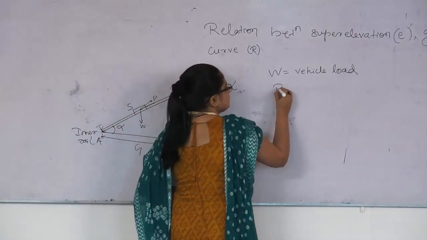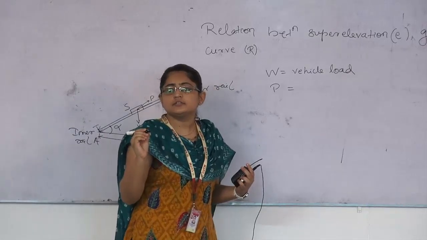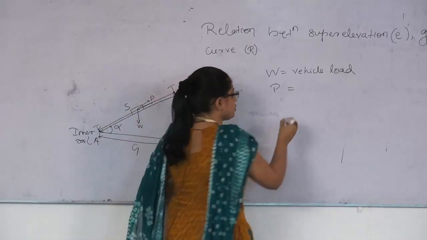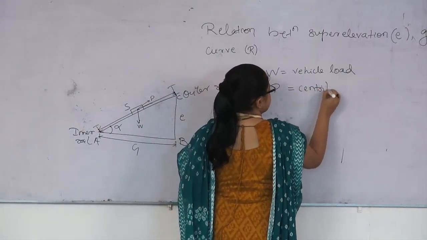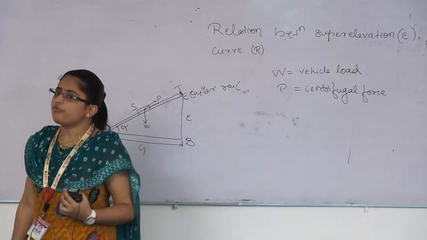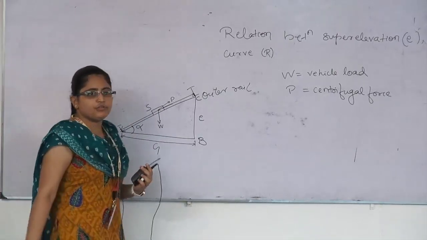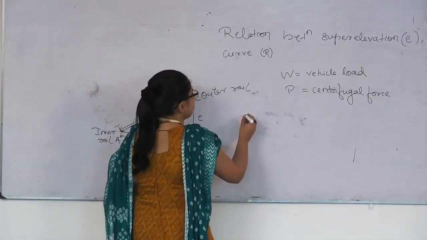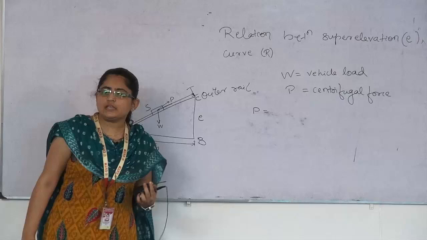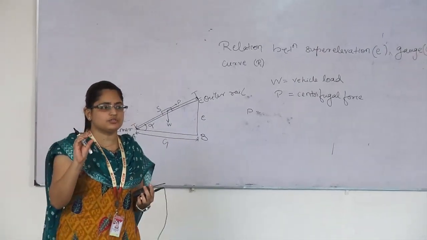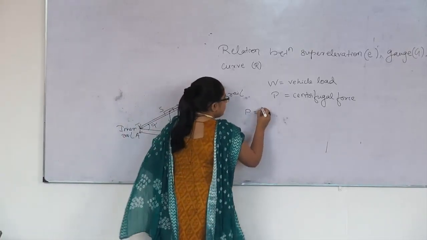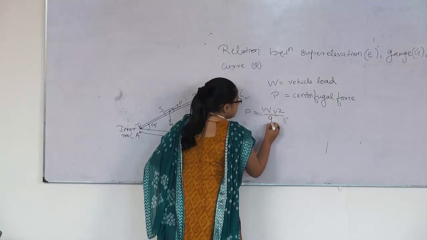P is what? Centrifugal force. Okay, P is your centrifugal force. So now what is the equation for centrifugal force? P stands for what? What is the formula for centrifugal force? It is W V square by G R.